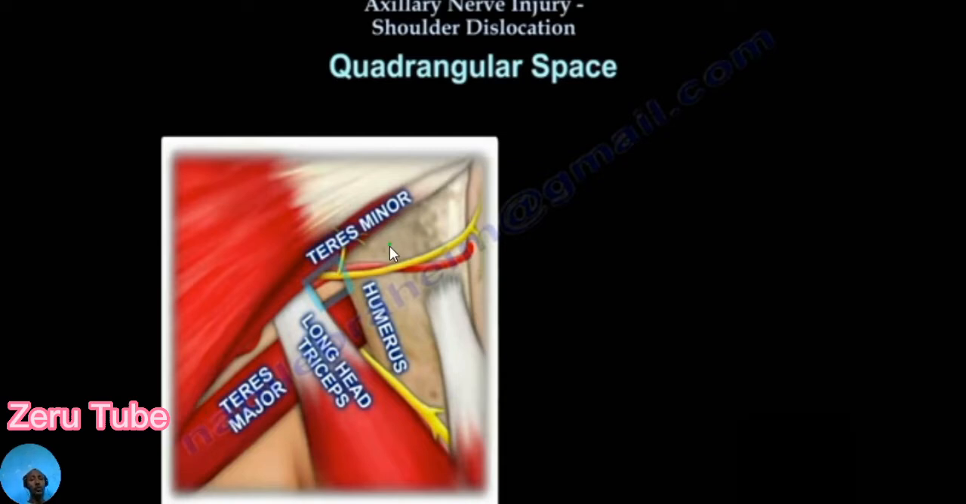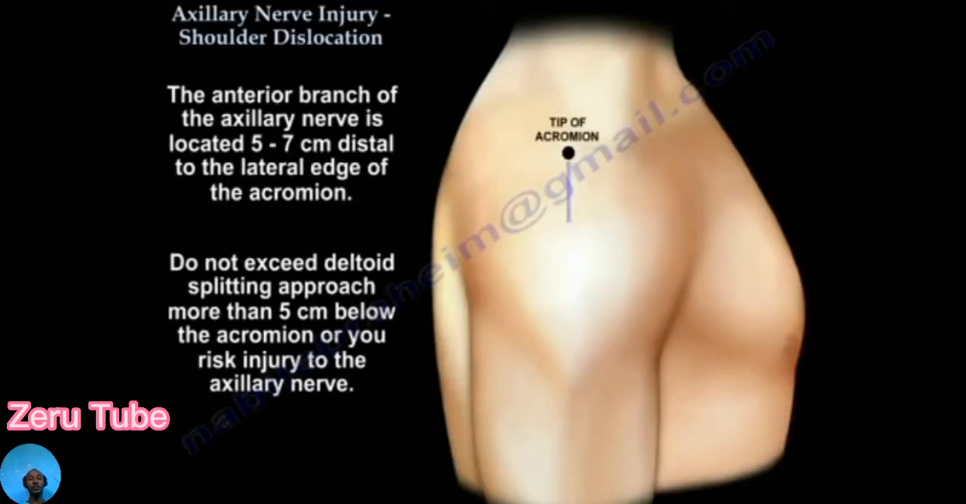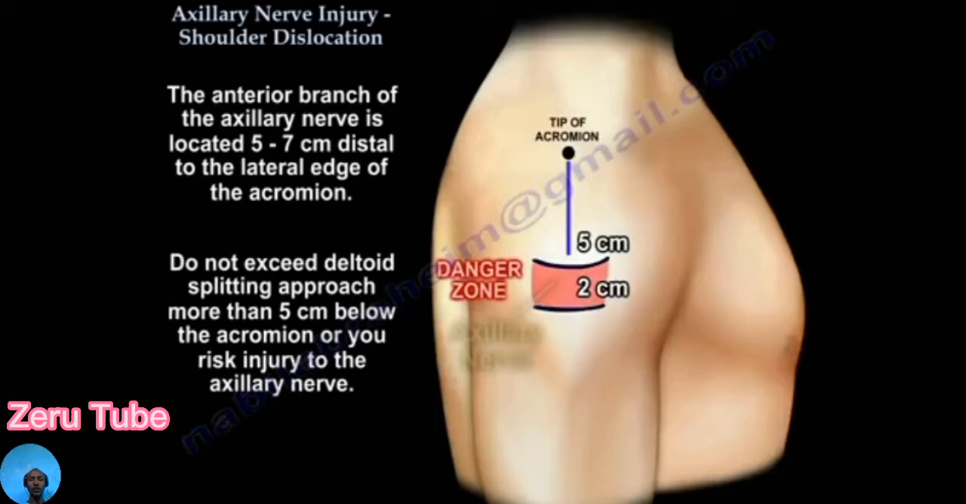The content of the quadrangular space is, first, the axillary nerve. The yellow color is the axillary nerve. The second is the posterior circumflex humeral artery. So the quadrangular space gives passage to two contents, the axillary nerve and the posterior circumflex humeral artery, which pass through the quadrangular space and encircle the neck of the humerus. Look at this.